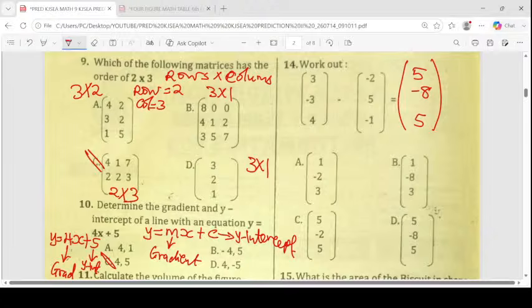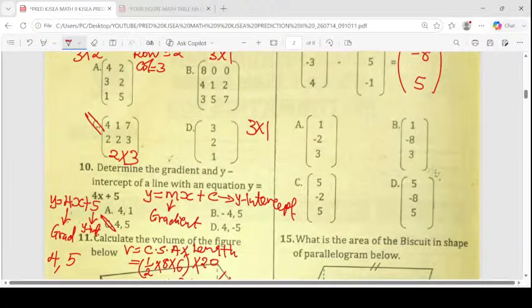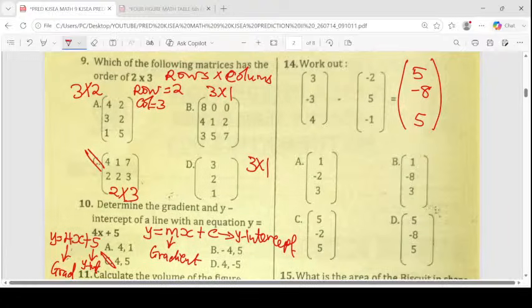5, negative 8, 5. Then we look at the choices we have. 5, negative 8, 5 is exactly choice D for dog. So that becomes the answer for that particular question.